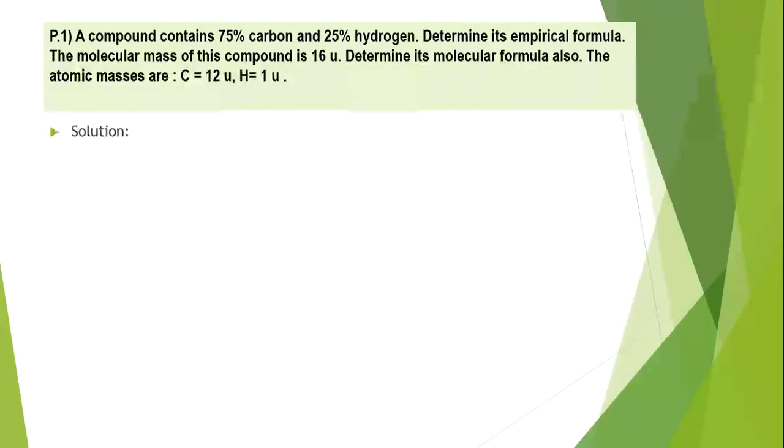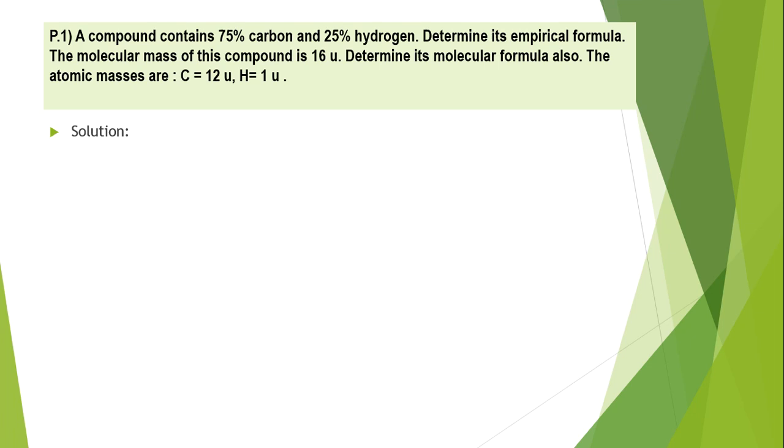Let's see one problem where we are having a compound which contains 75% carbon and 25% hydrogen. Now we have to determine its empirical formula. The molecular mass of this compound is 16 u, and we have to determine the molecular formula also. Atomic masses of carbon and hydrogen are given in the question, that is carbon is equal to 12 u, hydrogen is equal to 1 u. So this much information is there in the problem.